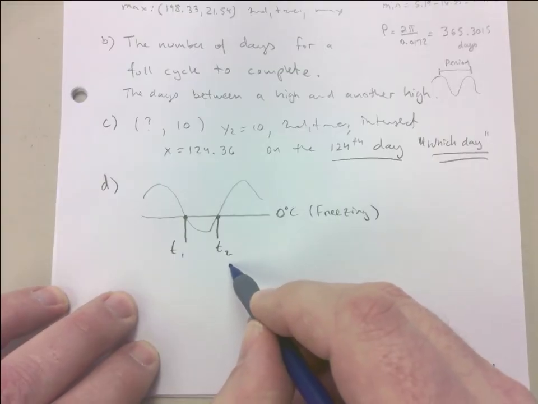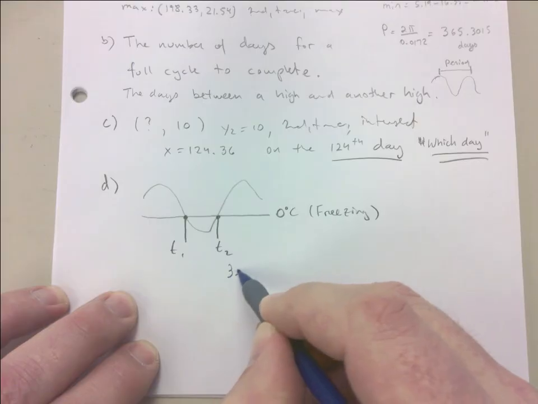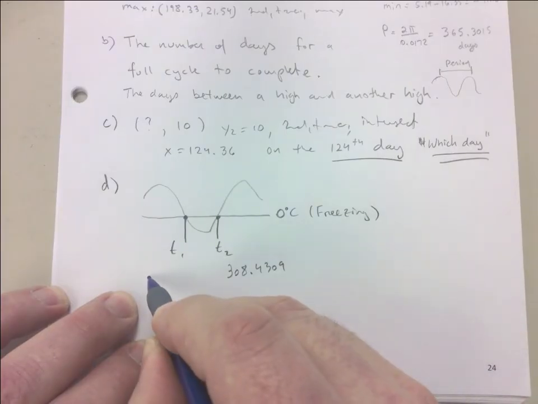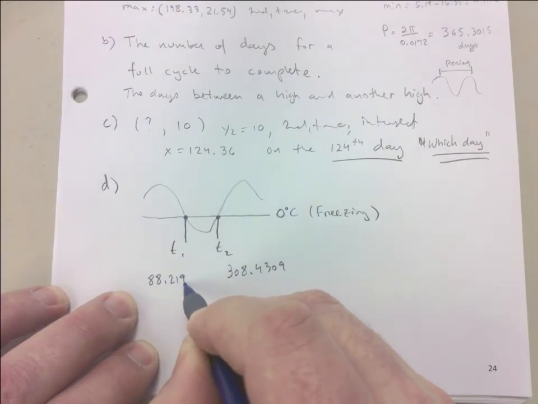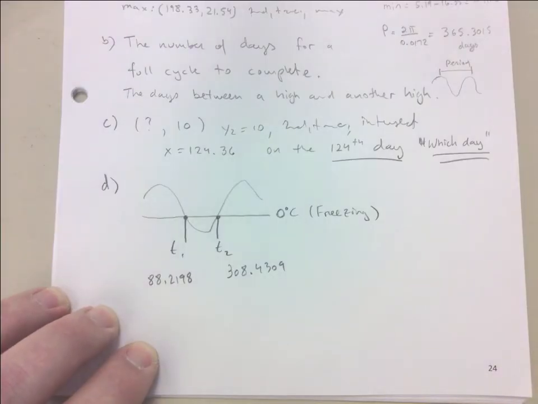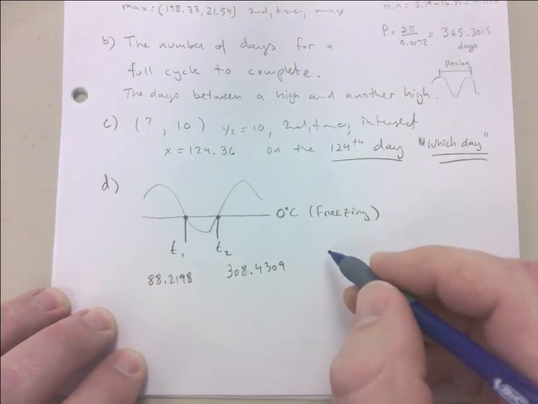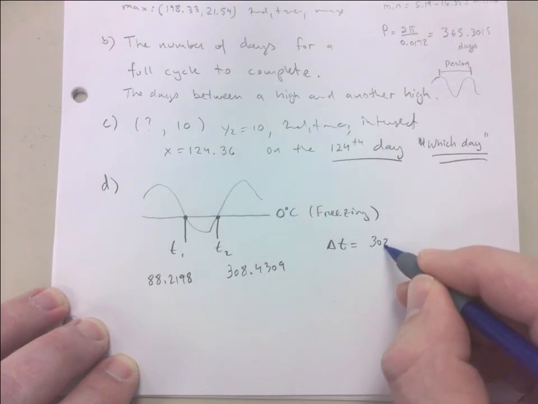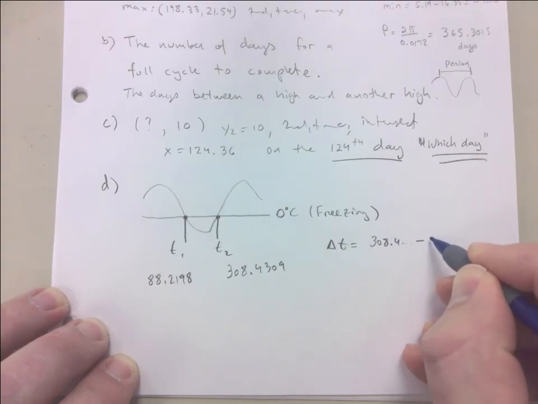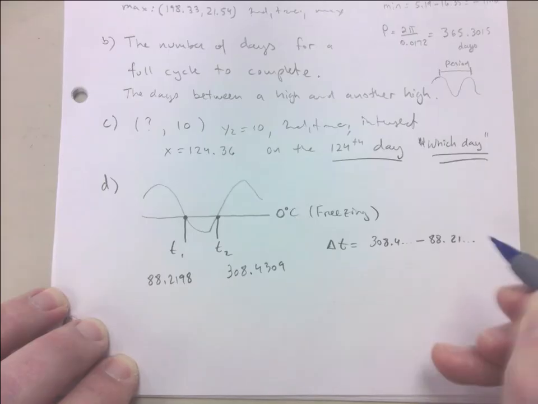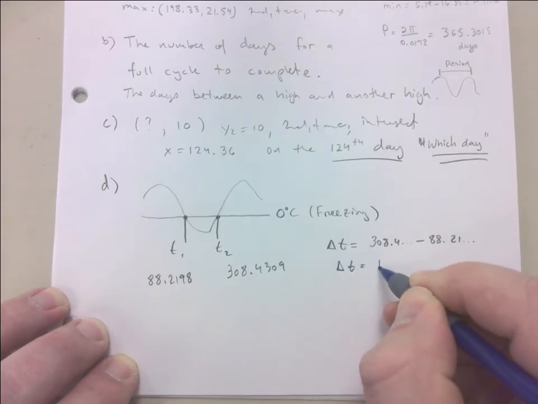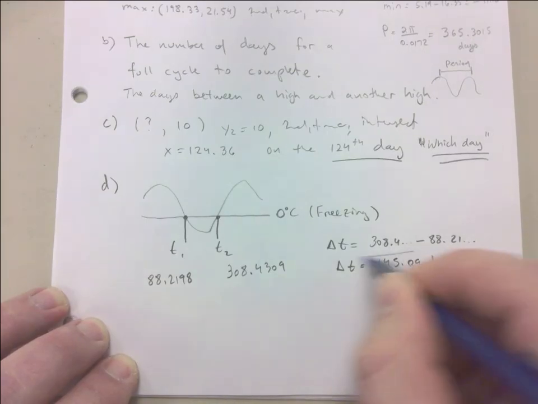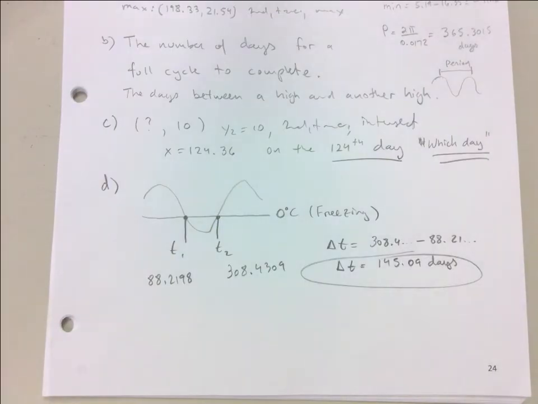This one is 308.4309, and this one is 88.2198. And so delta T is when you subtract them, right? 308.43 something minus 88.21 something, and it's 145.09 days. Here we go.